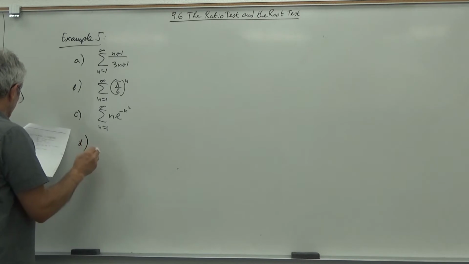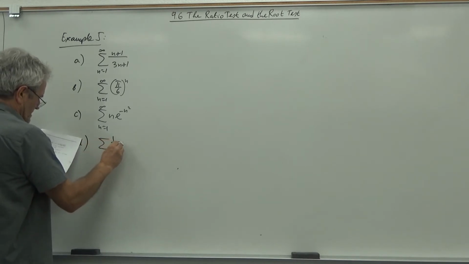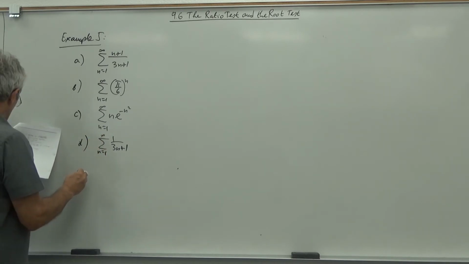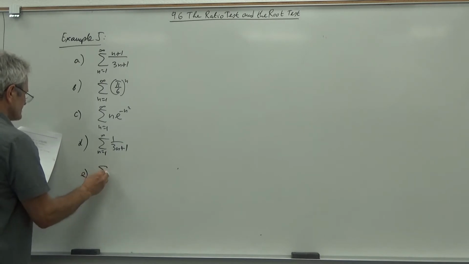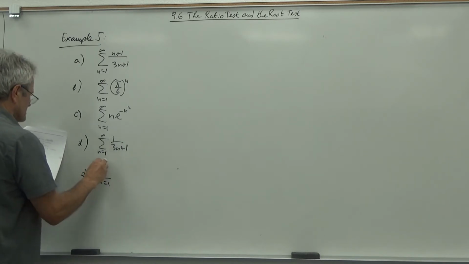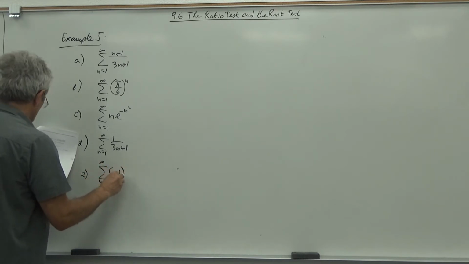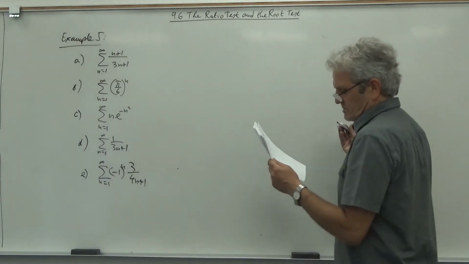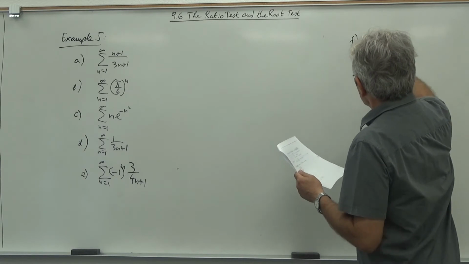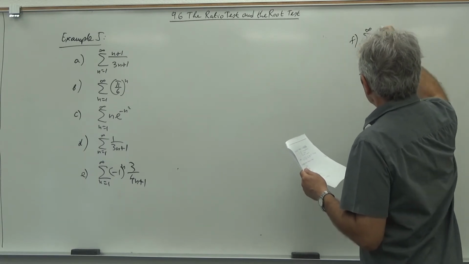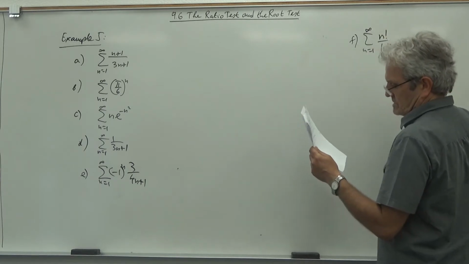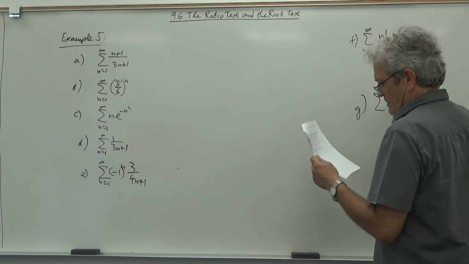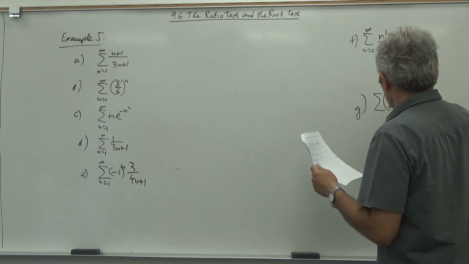Part D, the sum of 1 over (3n plus 1), n from 1 to infinity. Part E is the sum, and it goes 1 to infinity, of (minus 1) to the n, times 3 over (4n plus 1). And then part F is the sum, and goes 1 to infinity, of n factorial over 10 to the n. And part G is the sum of ((n plus 1) over (2n plus 1)) to the n.